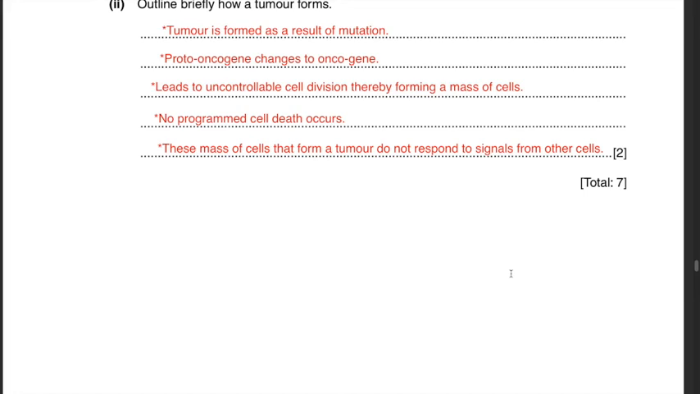Because a tumor is nothing but a mass of cells, and how does it form? It forms when there is uncontrollable cell division or multiple cell divisions. No programmed cell death occurs as a result, because the cell keeps on dividing continuously. And this mass of cells that forms a tumor does not respond to signals from other cells at all. And that is how a tumor is formed.